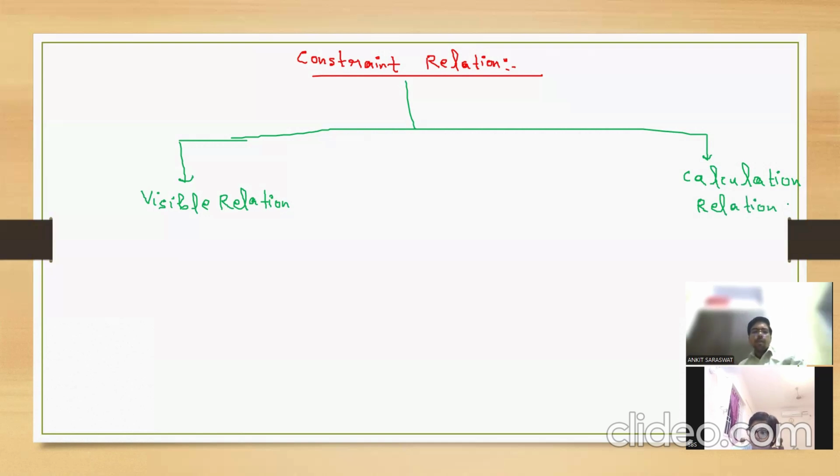Now write down about visible constraint relation a little bit. First write down visible. It is easy only. Visible relation means with your eyes. If you look at the condition of visible relation, you can apply that. Write down the heading: visible constraint relation.